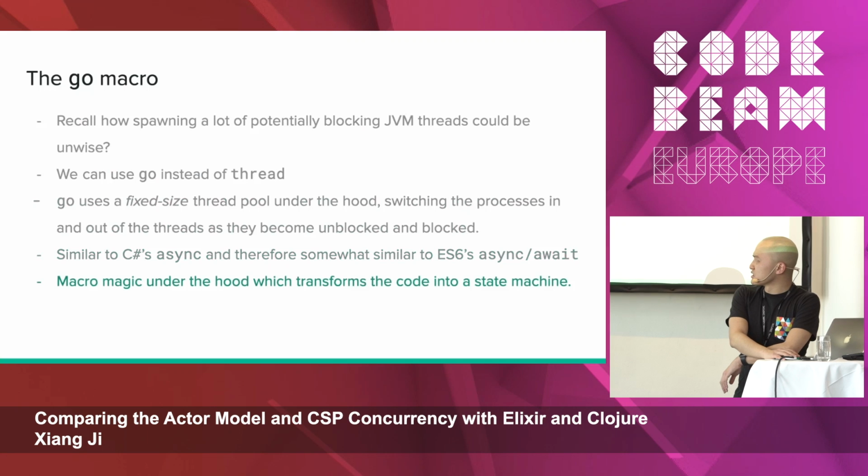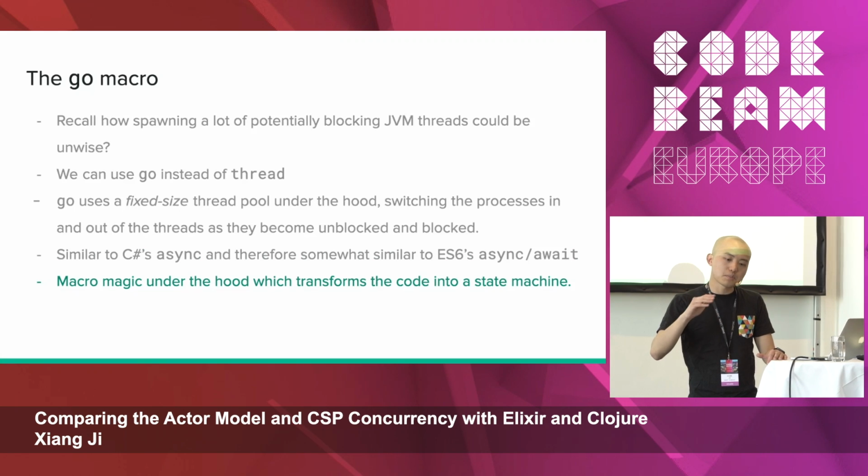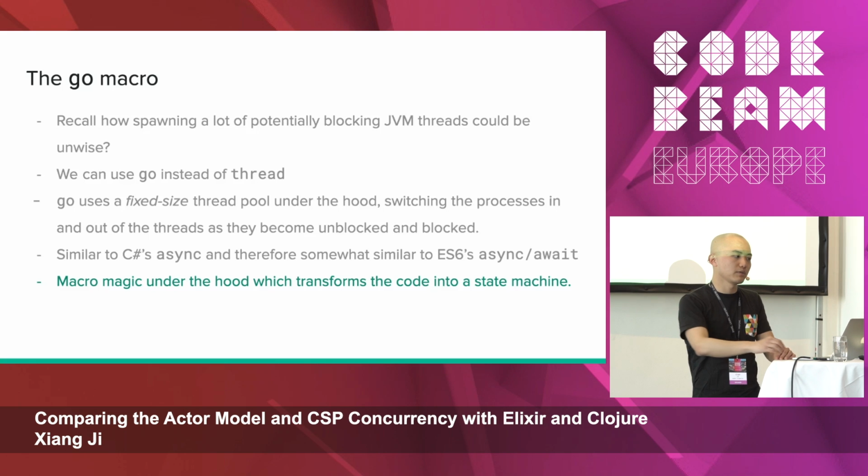And under the hood, it does some macro magic to transform the code into a state machine. So basically, if the code is blocking, it will be so-called parked, and it will be taken off the thread. And some other go process would then go on the thread to keep being executed.